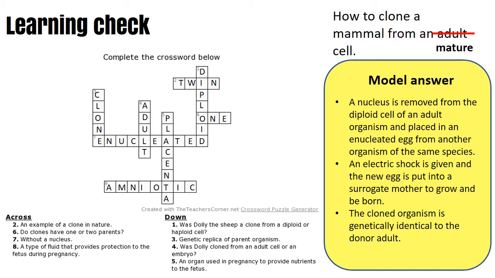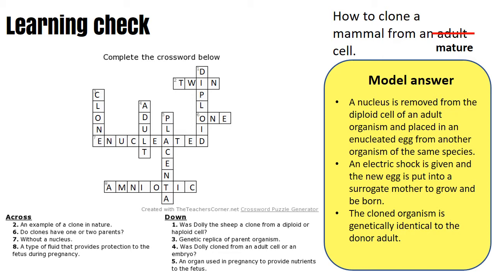So amniotic fluid. I'm going to move on to the down questions now. Was Dolly cloned from a diploid or a haploid cell? Dolly had one parent and was a complete copy of that parent, so she was copied from a diploid cell, a cell that has all the genetic material in one, not half the genetic material like a sperm or an egg.